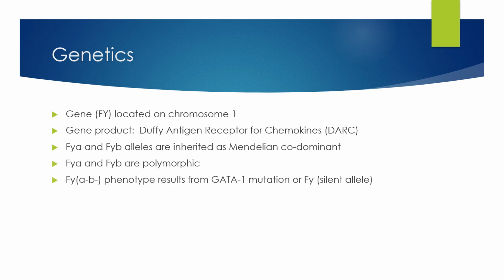The Duffy gene is located on chromosome 1 and encodes for the glycoprotein called the Duffy antigen receptor for chemokines. Duffy A and Duffy B alleles are inherited as Mendelian codominant and are known to be polymorphic. The Duffy null phenotype, Duffy A and Duffy B negative, is a result of being homozygous for either the GATA1 mutation or the silent allele FY.